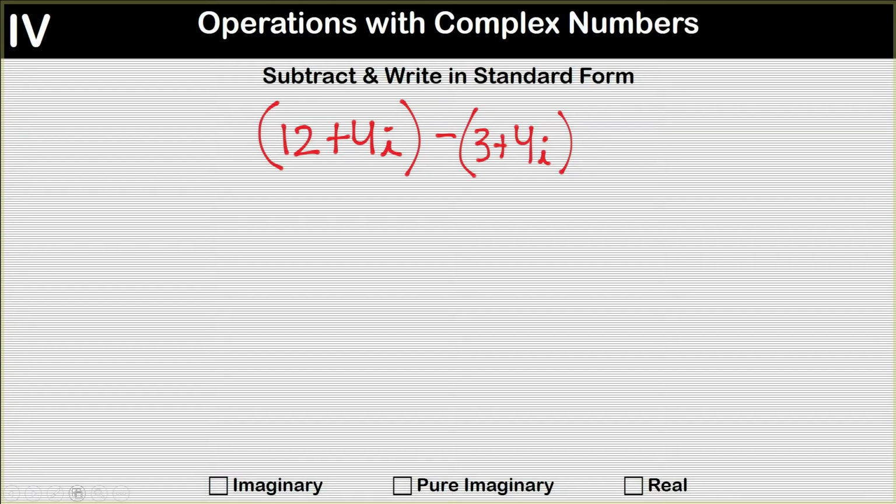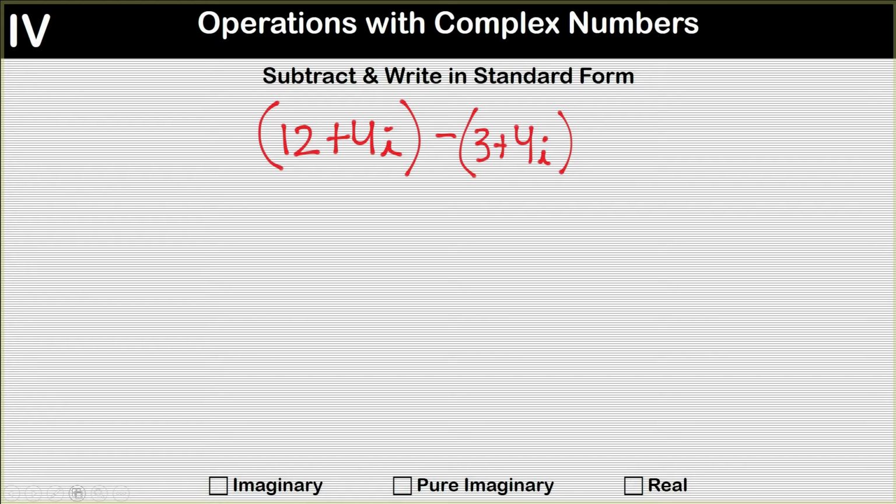On this problem, we're subtracting two imaginary numbers. 12 is a like term, it's a real number, and the other like term is 3. 4i is a pure imaginary number, and it's a like term with 4i, which is another pure imaginary number. The difference between adding and subtracting is we were adding this and that. Now we're combining this and the opposite of that.